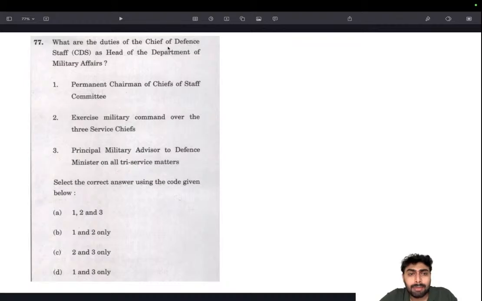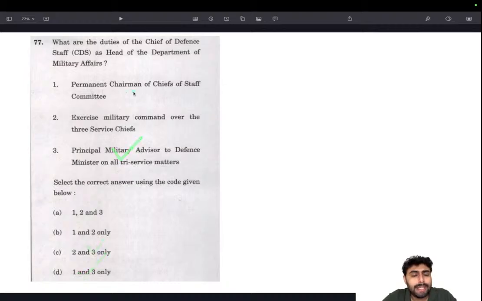CDS, Chief of Defence Staff, you know that the first CDS is General Bipin Rawat. Then, permanent chairman of Chief of Defence Staff Committee. Yeah, makes sense. Exercise military command over the 3 service chiefs, principal military advisor to defense minister on all tri-service matters. This makes the most sense. So 3 will be right. So options A, C, D will be there because this makes the most sense.